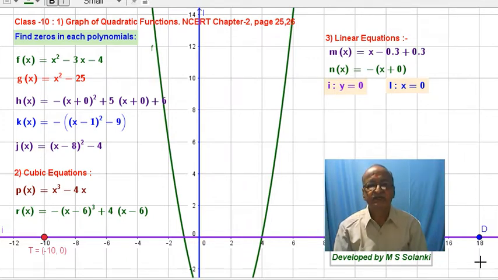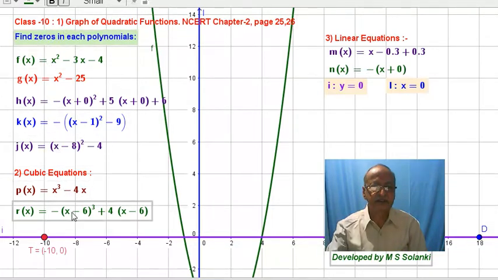Quadratic functions and others, with the help of graph. So one of the functions we have already drawn here, and we have divided this lesson into 3 categories. First we will take the quadratic function, then cubic function, then linear equations.